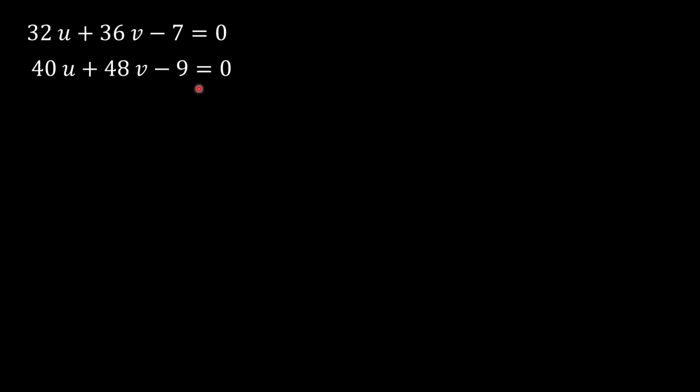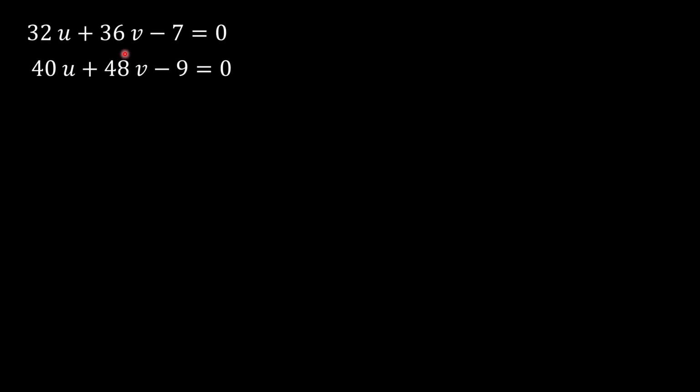Here I am going to solve these equations by the cross multiplication method. For that we have to bring the constant values to the left hand side, so 7 and 9 get a negative sign. Otherwise, we can solve these equations by the elimination method.